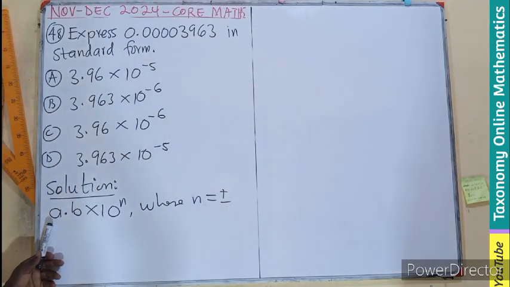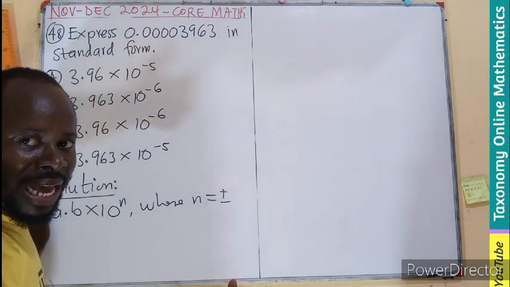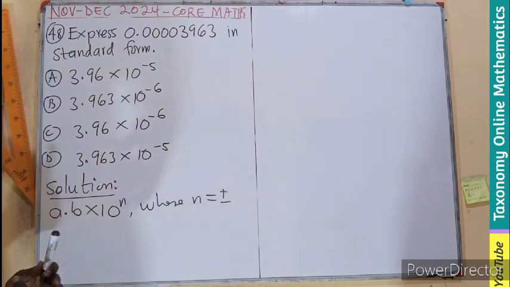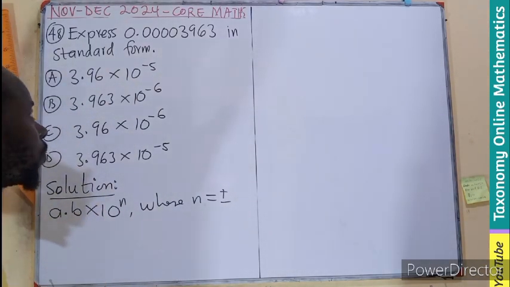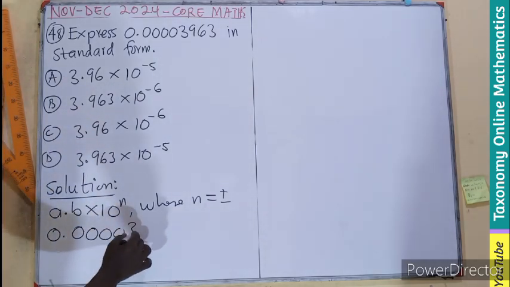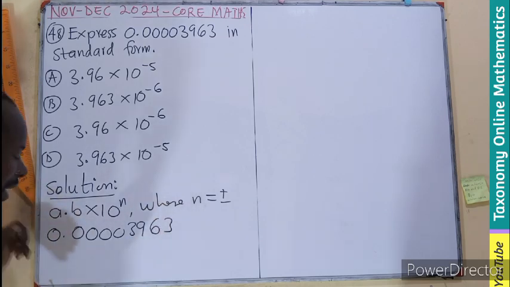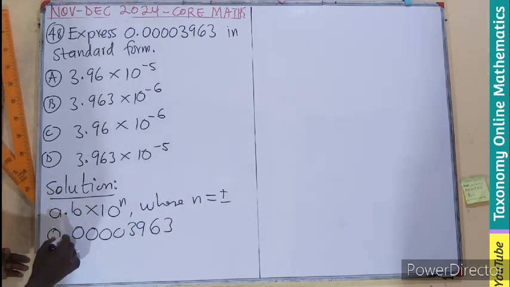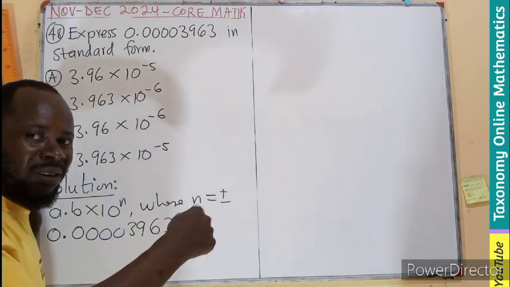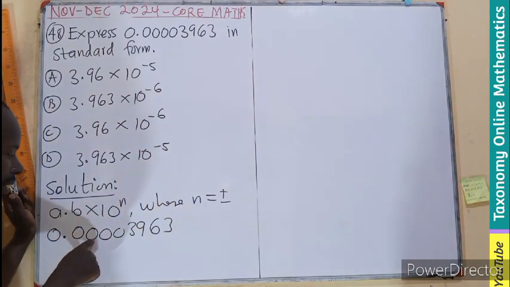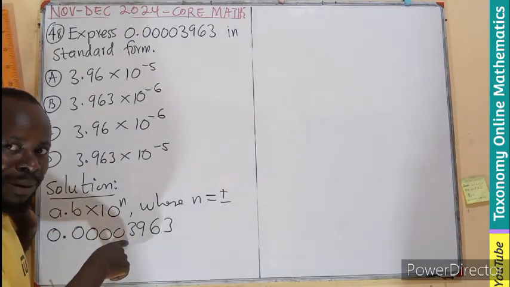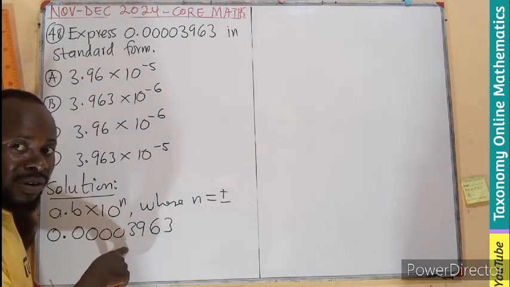So the A is always between 0 and 10. So 1 point, 2 point, 3 point, a single number point, right? And B can be any number of digits you want. So if I am looking for 0.00003963, I am trying to remove the point from here and put it where we have the first significant value. 0 is not significant. No, this is significant. So we put it at the back of the first significant value.